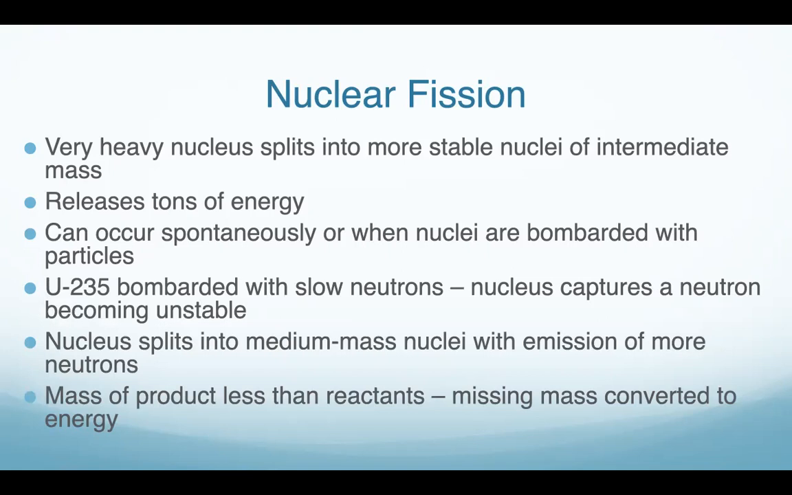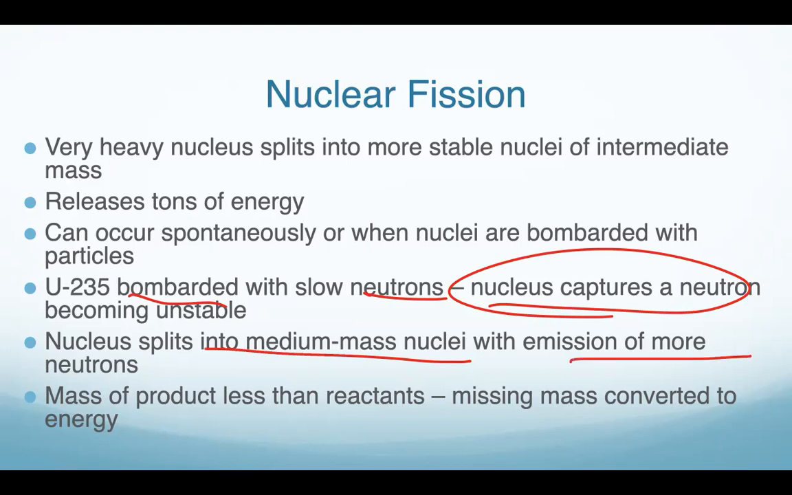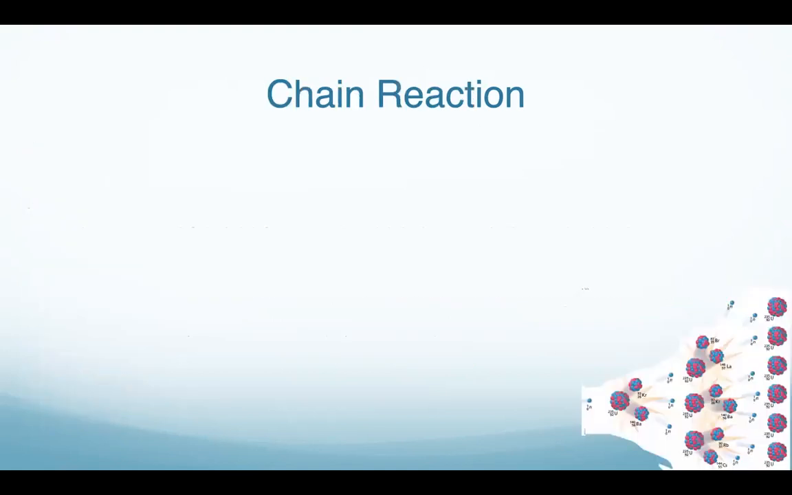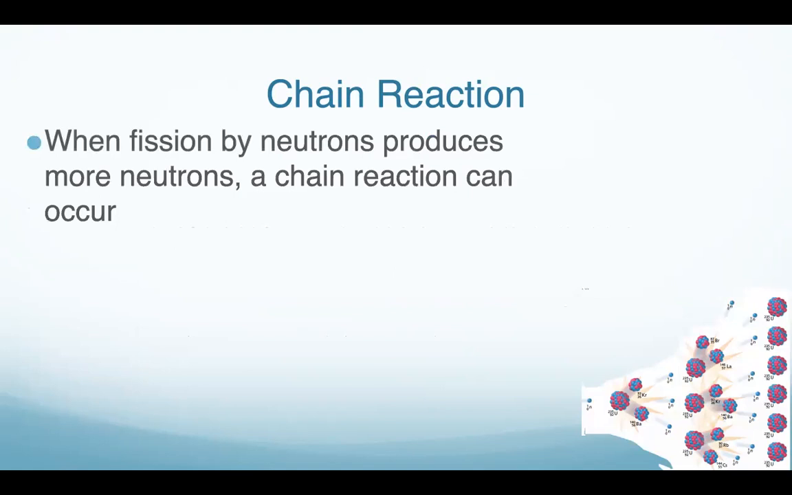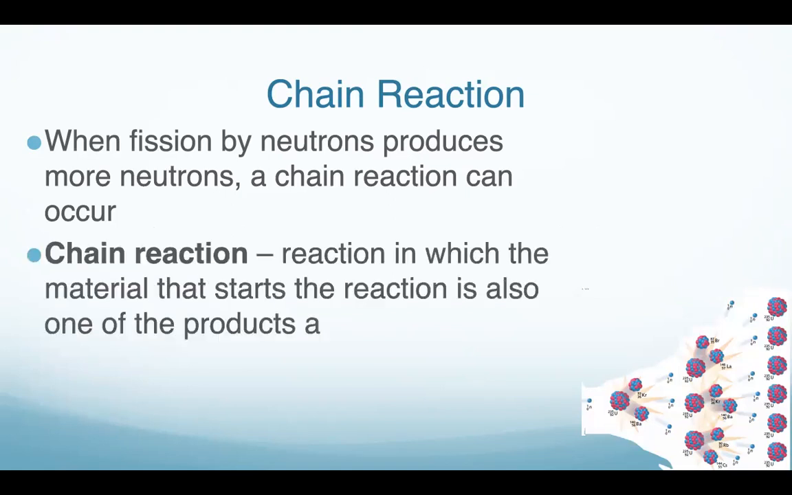Now, one of the things that I want to draw your attention to with this, which is leading into the next concept, is that if you bombard it with neutrons, they do a neutron capture, which makes them unstable. But not only does it split into nuclei, but it emits more neutrons. And that is the key, because what you end up getting is something like this, a chain reaction. When fission by neutrons produces more neutrons, a chain reaction can occur because, of course, every step is producing more neutrons, which, of course, will go and bombard more nuclei, making them unstable, and then they release more neutrons.